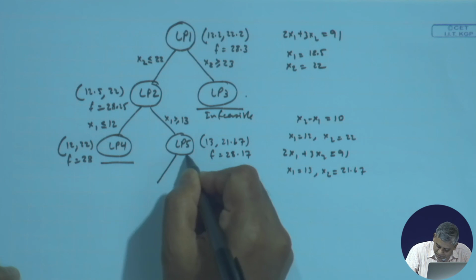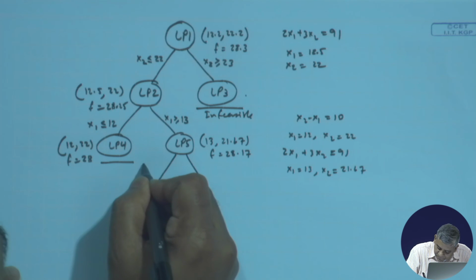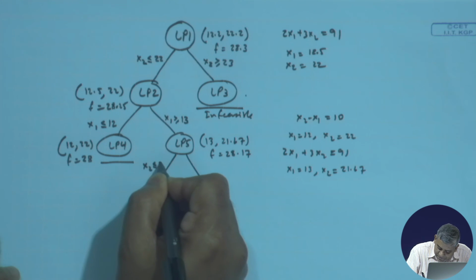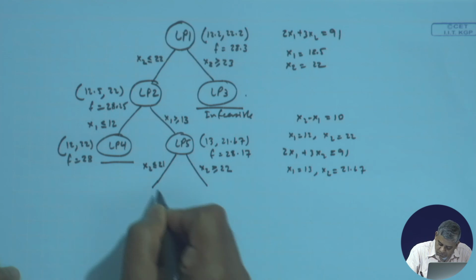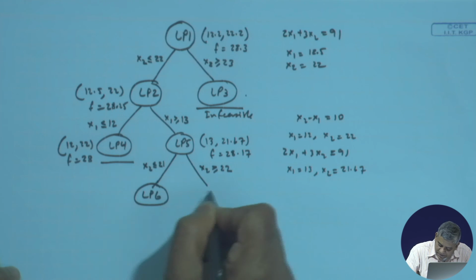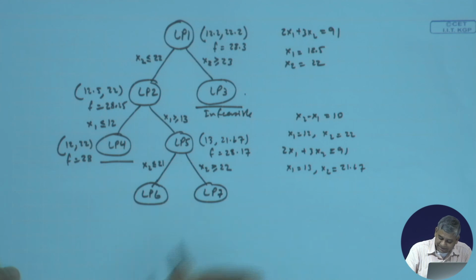So let's continue. How do we now split? x2 should be less than 21, and x2 should be greater than 22. Call this LP6 and call this LP7. Hopefully we will terminate here. So how do we get LP6 now?